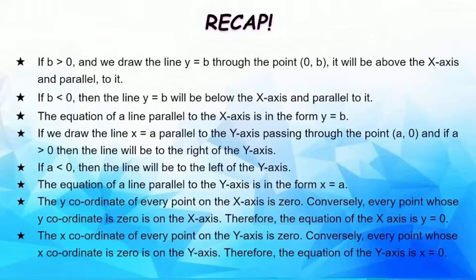The y-coordinate of every point on x-axis is 0. Conversely, every point whose y-coordinate is 0 is on the x-axis. Therefore, the equation of the x-axis is y equals to 0. The x-coordinate of every point on y-axis is 0. Conversely, every point whose x-coordinate is 0 is on the y-axis. Therefore, the equation of the y-axis is x equals to 0.